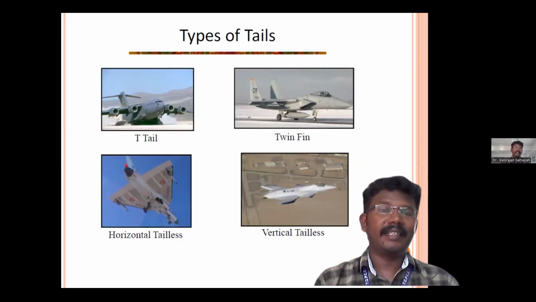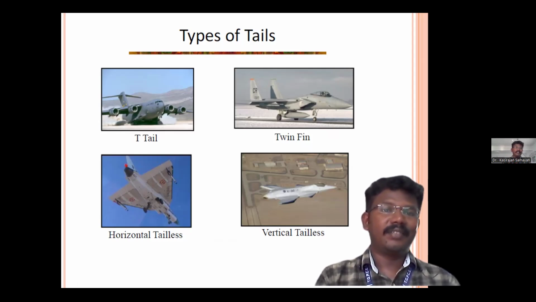Again, we can classify the aircraft based upon the tail section. By using the tail section, we can control the aircraft from left to right, right to left, or we can say the yawing movement of the aircraft, left turn or right turn. By using the tail sections only, we can control the aircraft.